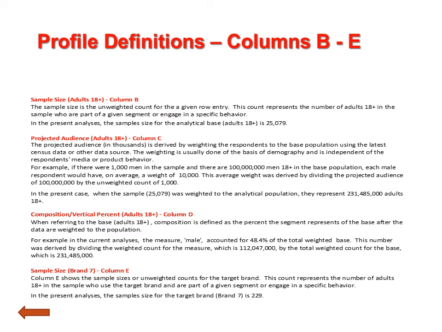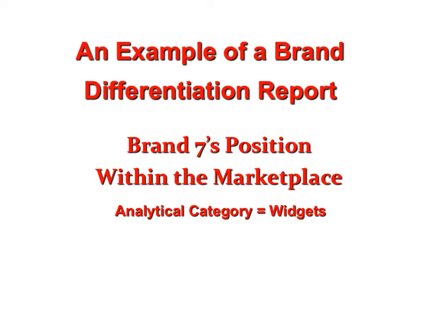When referring to the base, which in this case is adults 18 plus, composition is defined as the percent the segment represents of the base after the data are weighted to the population. For example, in the current analysis, the measure male accounted for 48.4% of the total weighted base. The number was derived by dividing the weighted count for the measure, which is 112,047,000, by the total weighted count for the base, which in this case was 231,485,000.